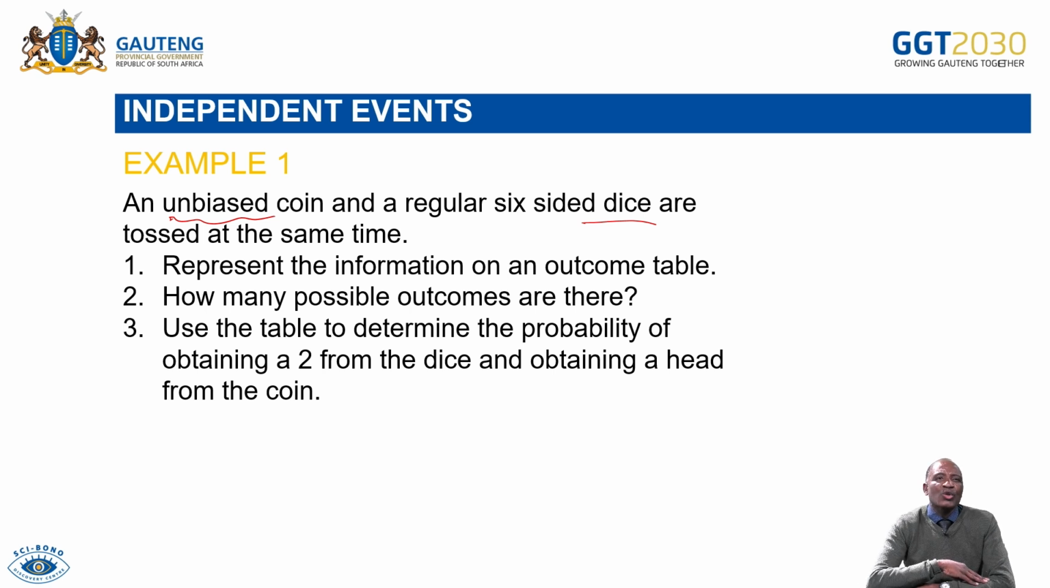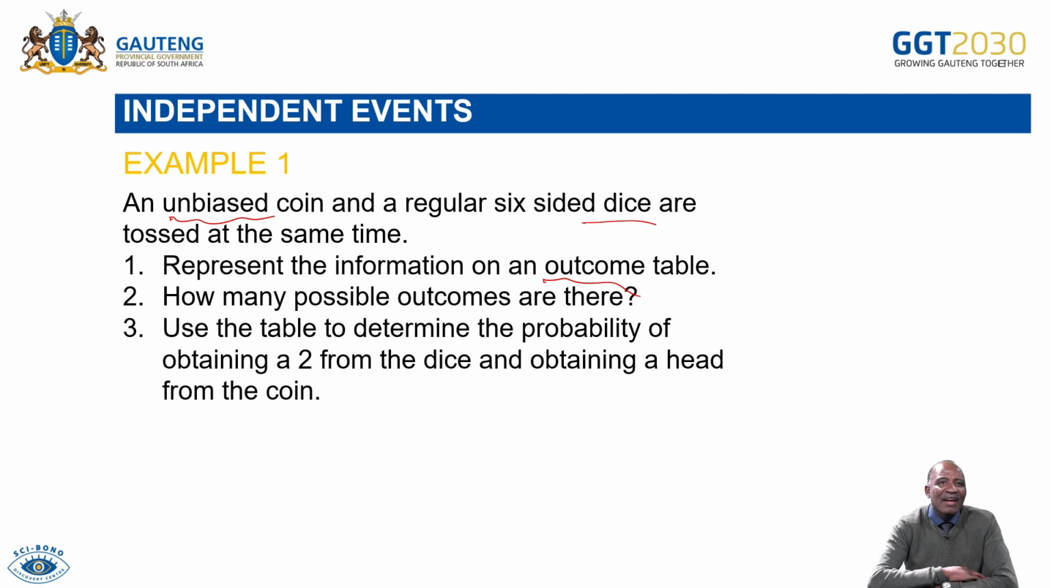Right. So we are going to represent the information on an outcome table, which is called a table of results. We are tossing a coin and throwing a dice at the same time. We want to observe the outcomes. Those outcomes, I'm going to represent them on what I will call an outcome table, which is a table of results.